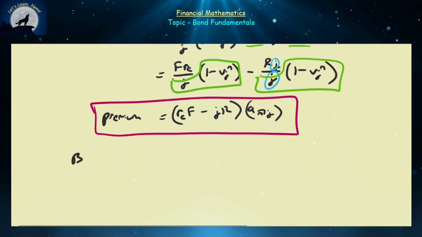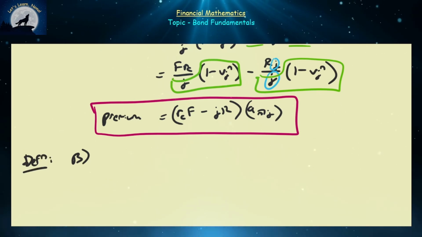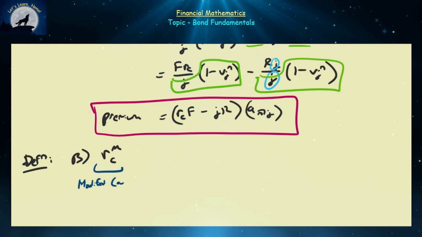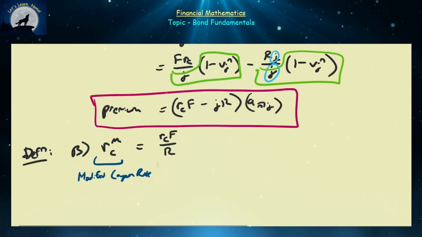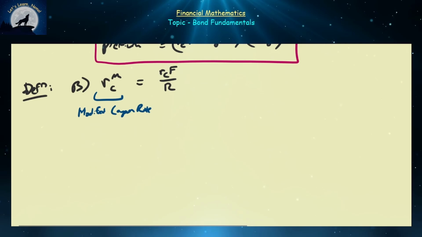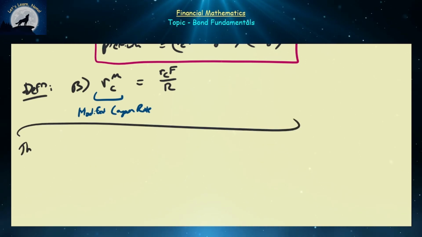Now, another thing that I want to define, and this is sometimes used in transactional analysis, is called the modified coupon rate. So just some more fancy math. And this is just going to be defined to be equal to RCF all over R. And from this modified coupon rate, you can actually get a couple sometimes useful theorems.